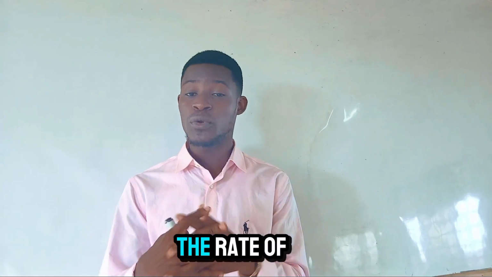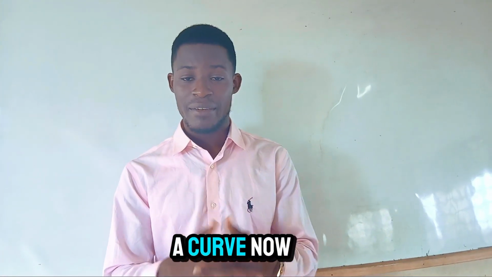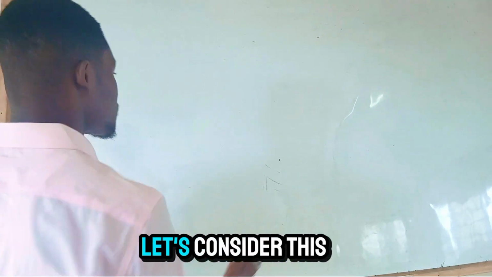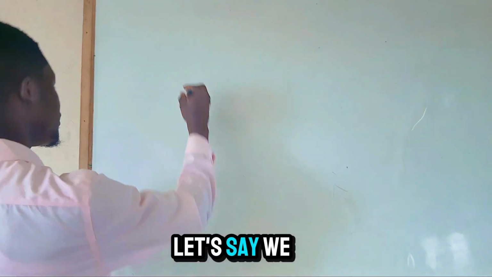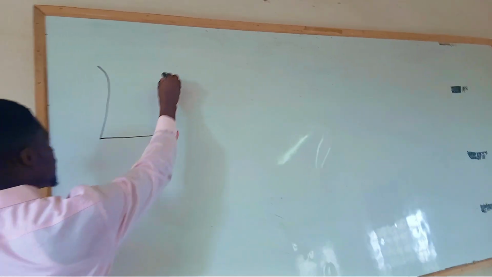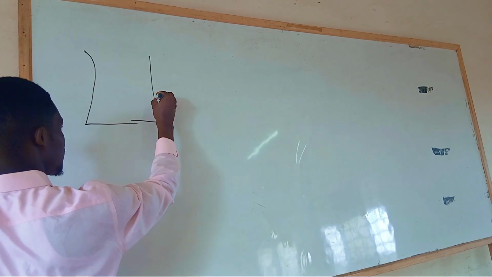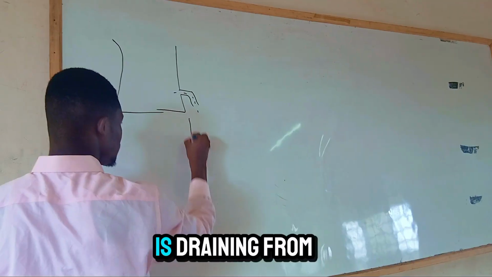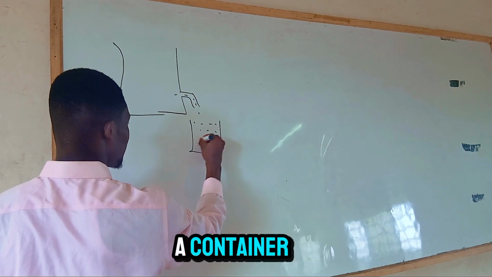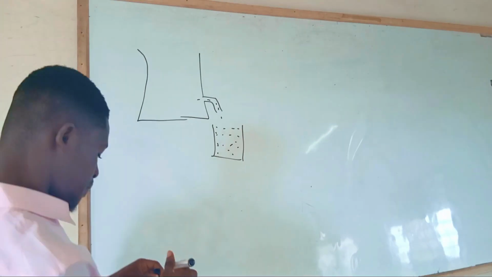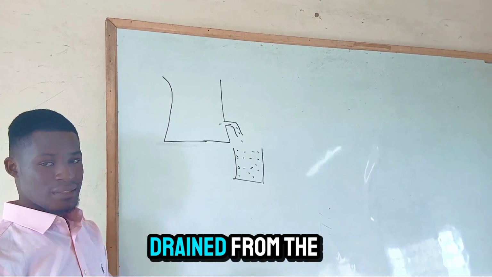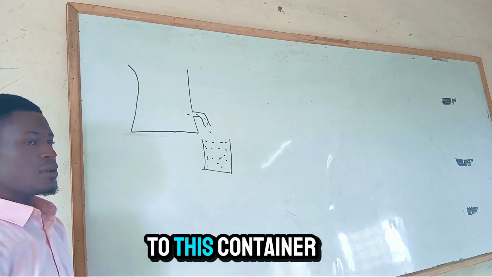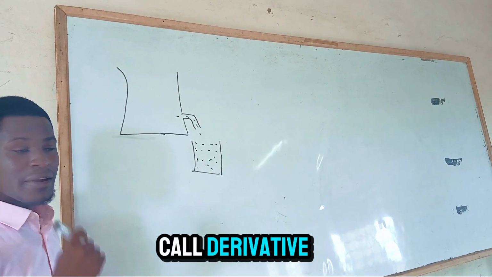Derivative, on the other hand, measures how fast something is changing. Or in simple terms, the rate of change or the slope of a curve. Now, let's consider this example. Let's say we have a tap here, and the water is draining from the tap into a container. The rate at which the water drains from this container to that container is what we call derivative.